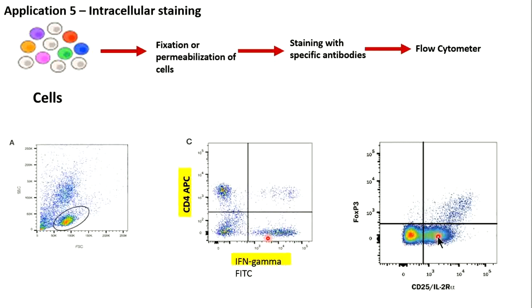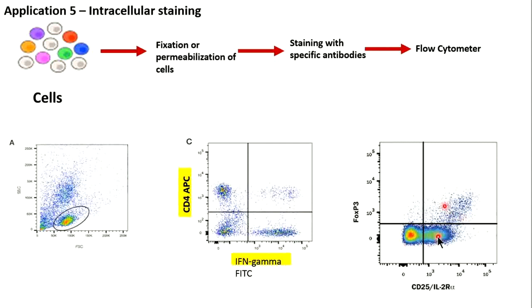And we are doing it routinely. We can take the cells, we can fix and permeabilize them. Permeabilize them means we are creating small pores. Then we can add the specific antibodies. So those antibodies will be entering inside the cell and will be binding to the target proteins.